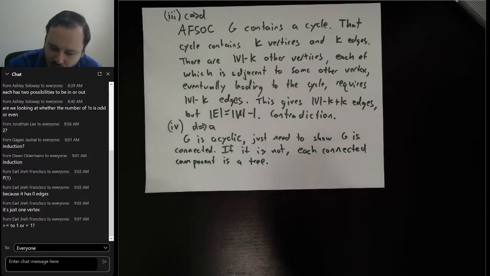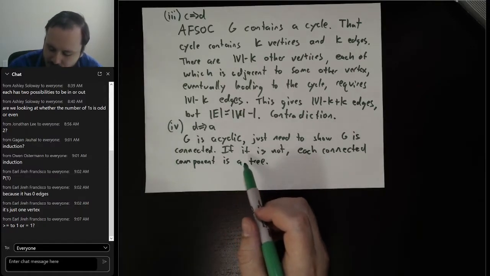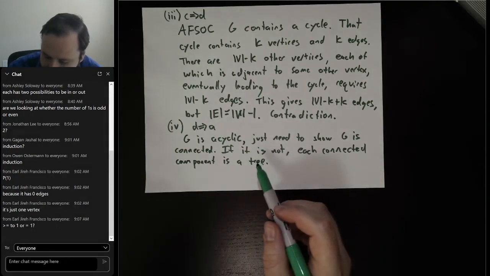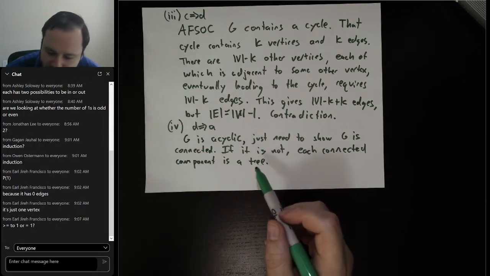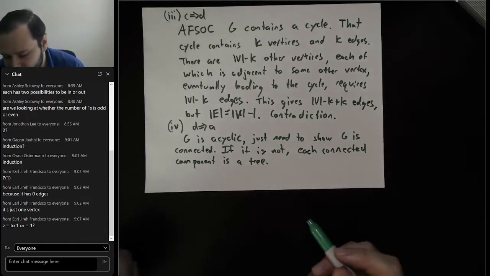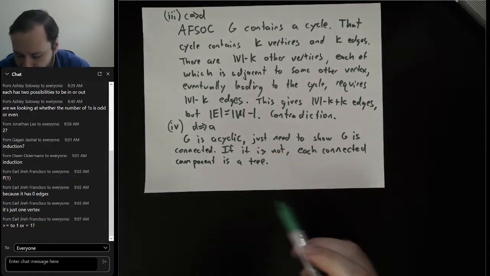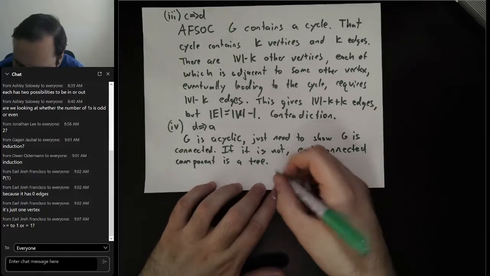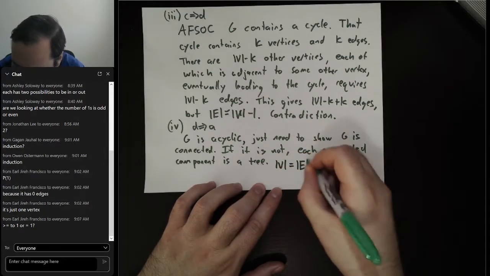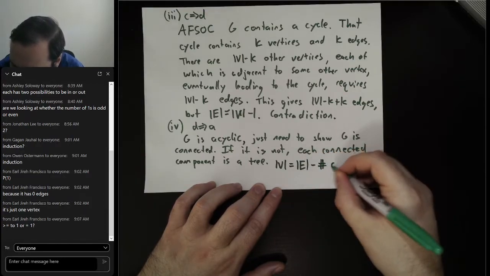And then if I look at all of those trees, I know all of those trees have this relationship. Number of vertices is number of edges plus 1. And if I add all of those up, I'm getting a minus 1 for each component. So I get the number of vertices is equal to the number of edges minus the number of components.